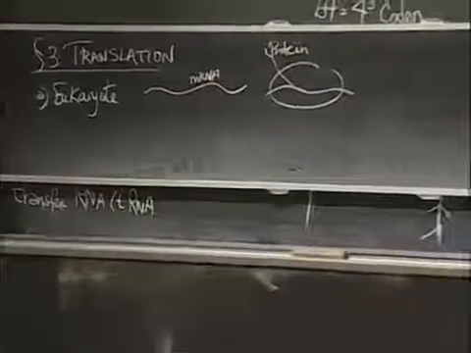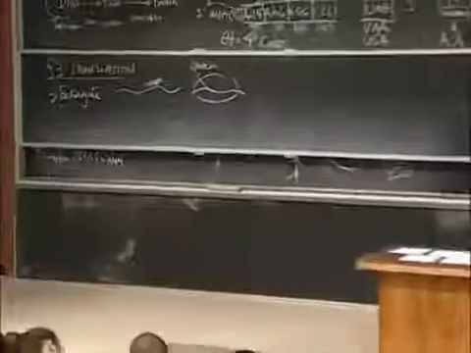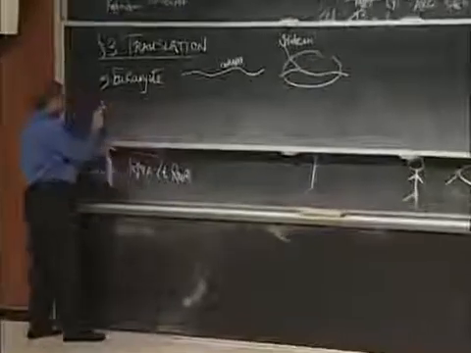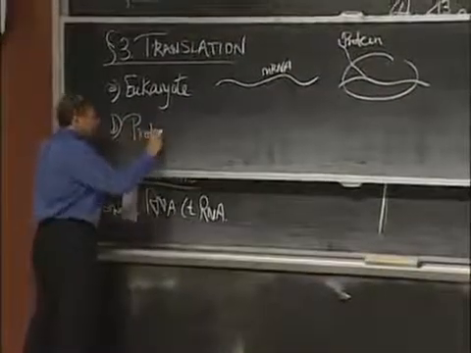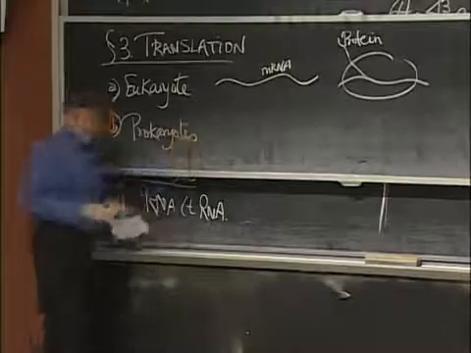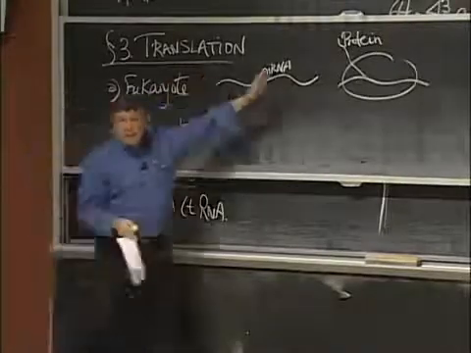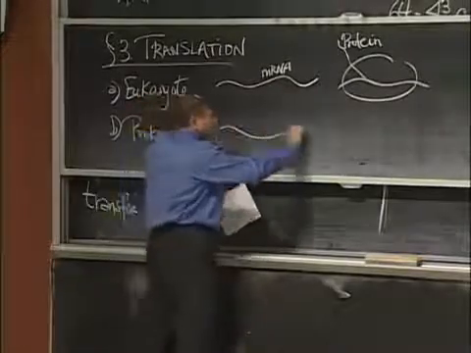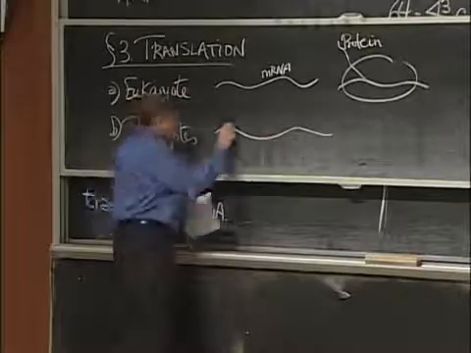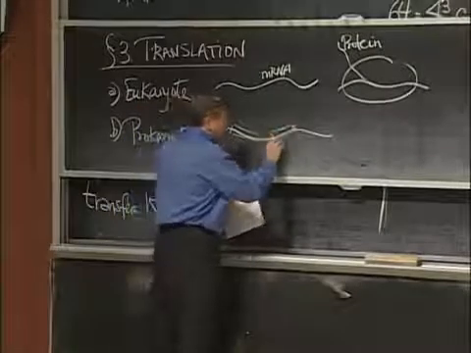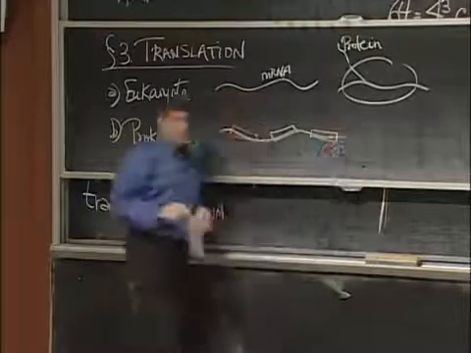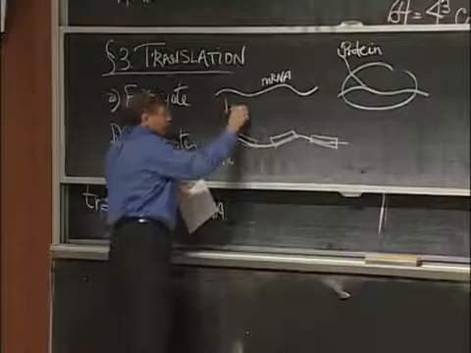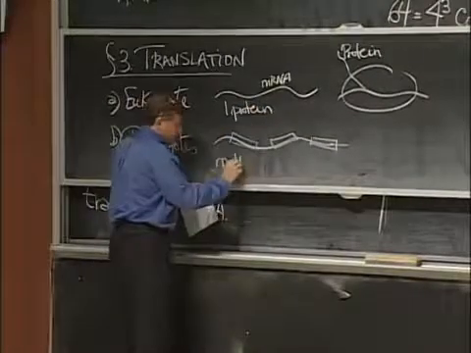But now prokaryotes are a little weird. Prokaryotes, their messages are fine. None of this funny cap business, none of these poly A tails, none of this splicing. But here's the weirdness that proks do. One mRNA might encode multiple different proteins. So this is one protein. This, multiple proteins.